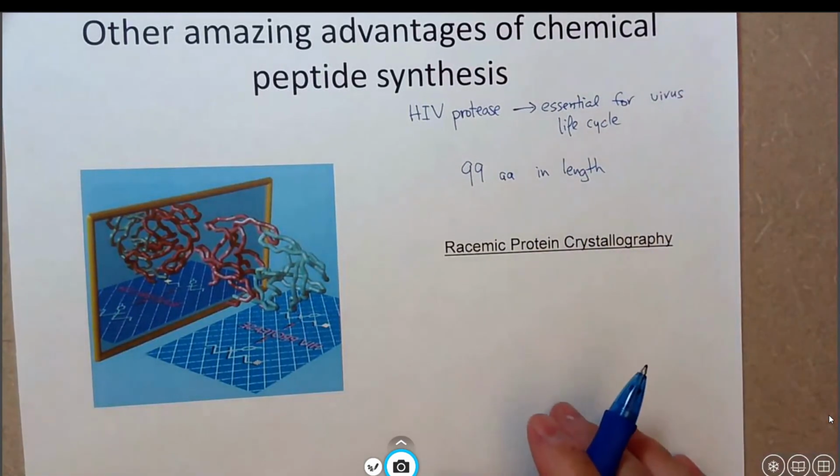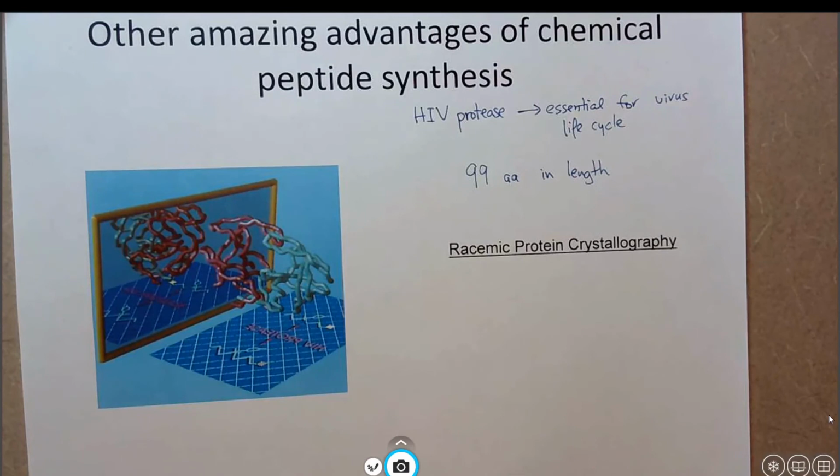So what was interesting is that you could actually make this by solid phase synthesis. And you might say, well, 99 amino acids is still pretty long, and you're right, but then you could actually make these in two portions and then use native chemical ligation to generate the desired compound.